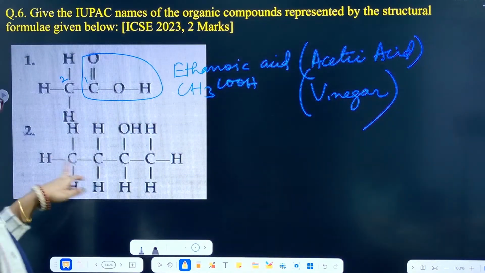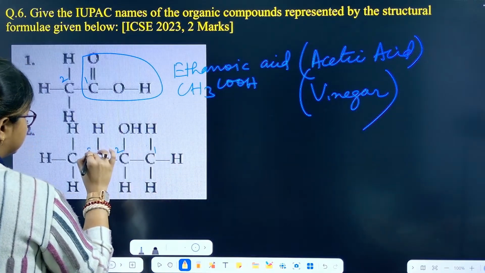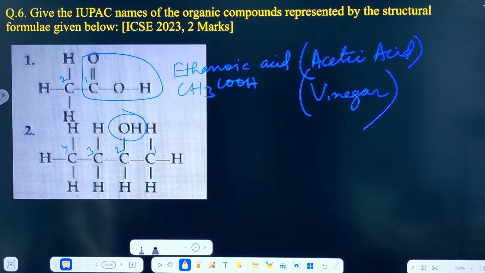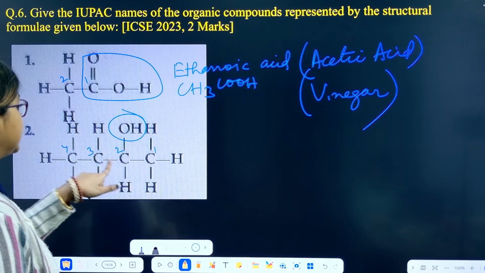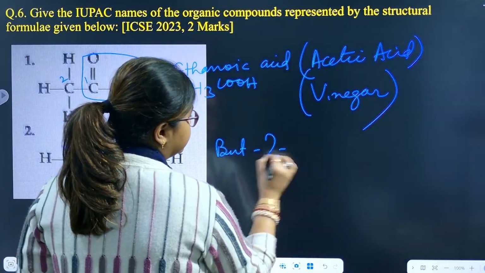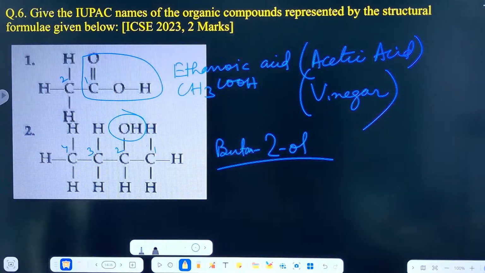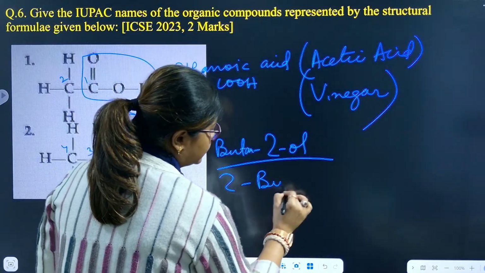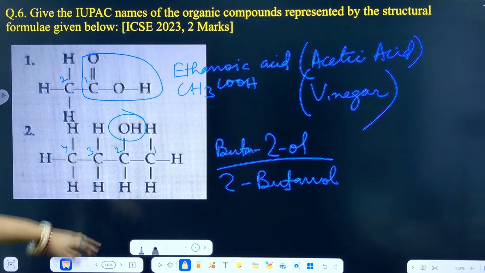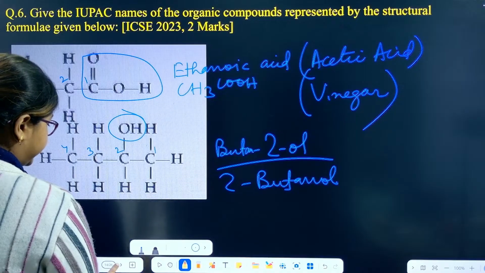Next you see, alcohol. 1 2 3 4. Why did I say alcohol? OH functional group is there, right? So this is 1 2 3 4. That means butan-2-ol, or 2-butanol. Clear? Both ways correct. Whichever you write, you will get full marks.